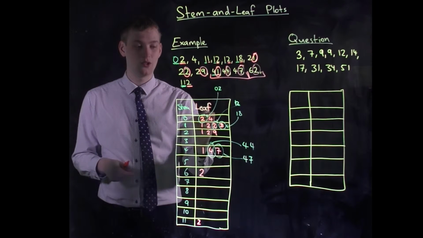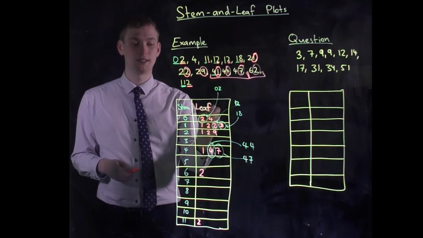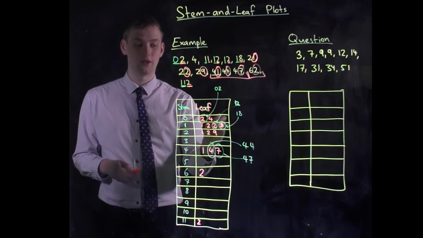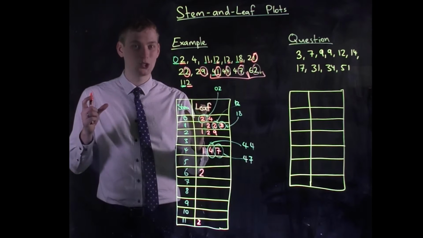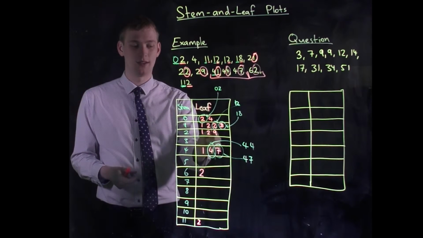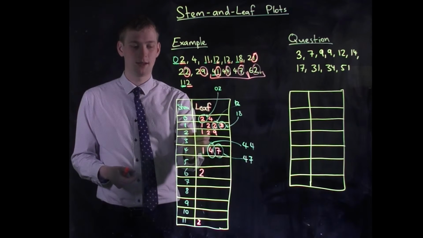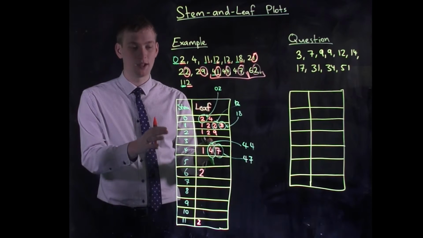When you're finding a mean or a mode, etc. on here, you're not looking at 2 plus 4 plus 1 plus 2 plus 2 plus 8. You're going 2 plus 4 plus 11 plus 12 plus 12 plus 18. So make sure that you remember that this number isn't 1, but it's 11. This is 12. This number isn't 9, but it represents the data of 29. So that's a stem and leaf plot.